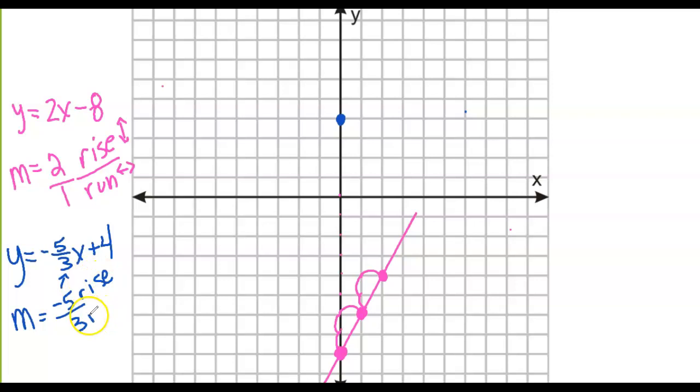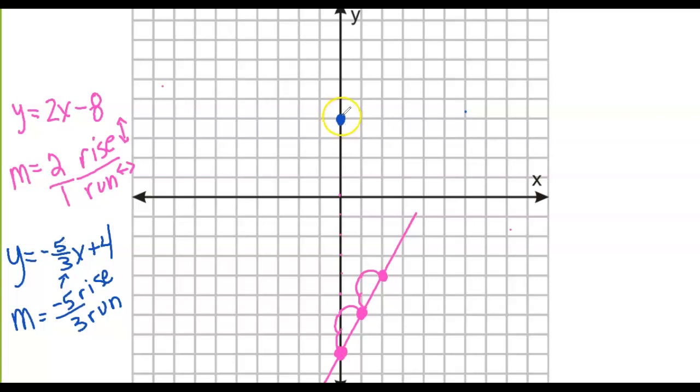as my rise and my positive 3 as my run. Remember, I don't want to make both of them negative because that really makes a positive slope. If I know that my slope is negative, which way should my line point? My line should be pointing down when I'm done.